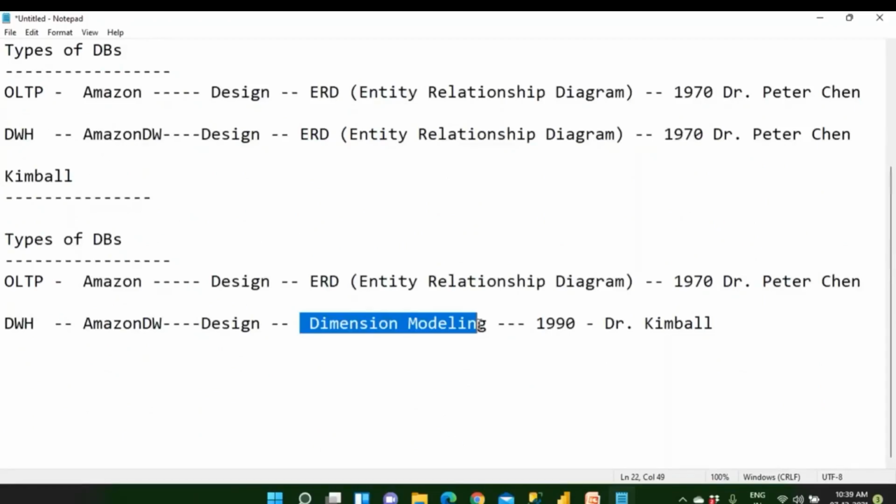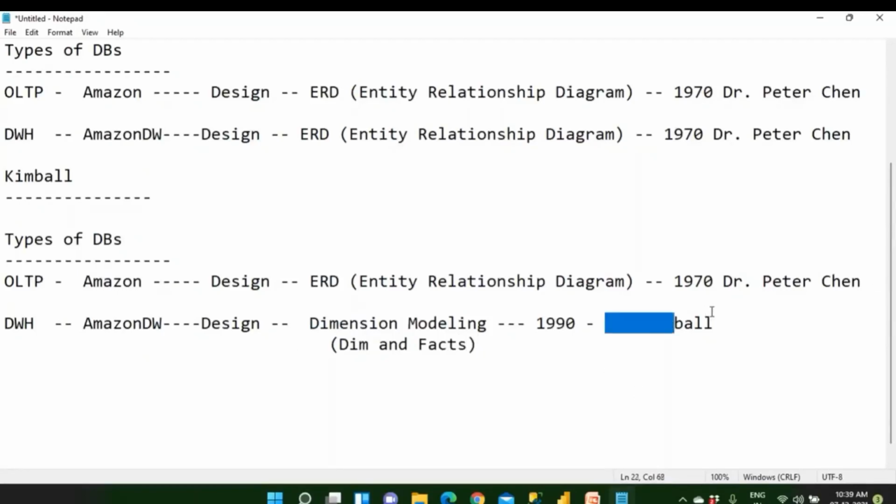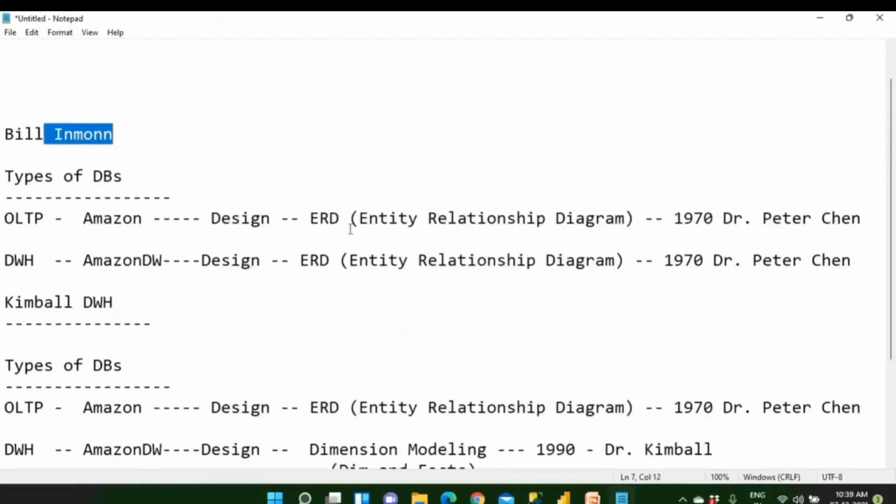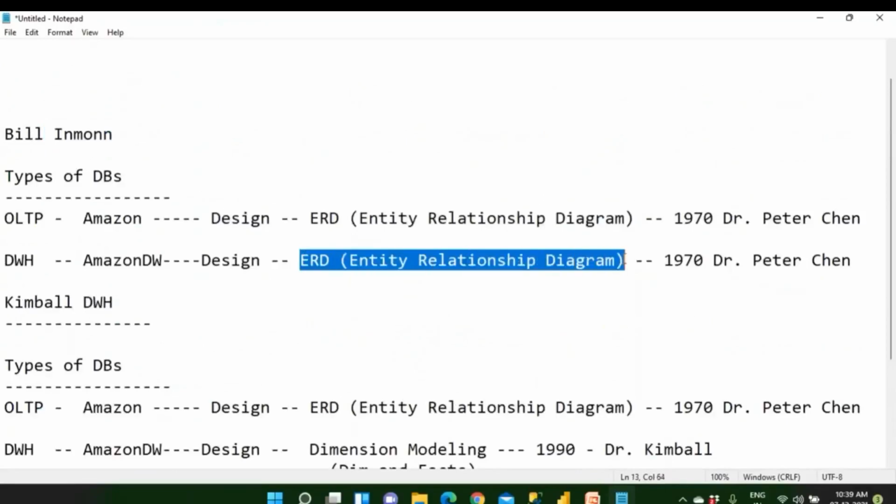So this is what you need to understand. In dimension modeling, he introduced two more terminologies, dims and facts. So dimensions and facts come because of this guy only. Clear? So when somebody says a dimension and a fact, that means you are using Kimball data warehousing technologies. According to Bill Inmon, it is not called dimensions and facts.